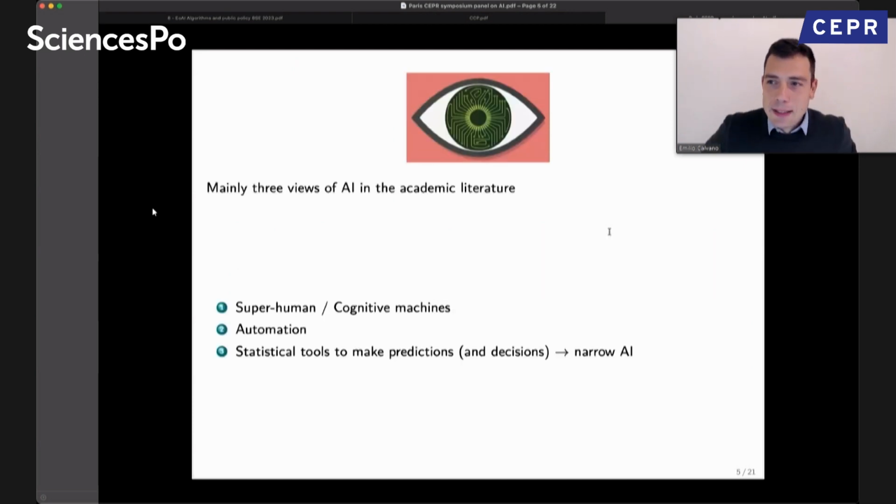Now, if I think about what the views of artificial intelligence are in the academic literature and in our field in particular, I would say that broadly speaking, there are three views. One thinks of AI as something akin to a cognitive machine, superhuman. These are mostly philosophical questions about what these machines are or can be in the future. Then there is a large body of research which defines AI as automation, something that can automate tasks that were previously performed by humans. And then the one I always prefer, the body of papers I have been working in, thinks of AI as just statistical tools to make predictions and then decisions. This is what we refer to when we think about narrow AI.